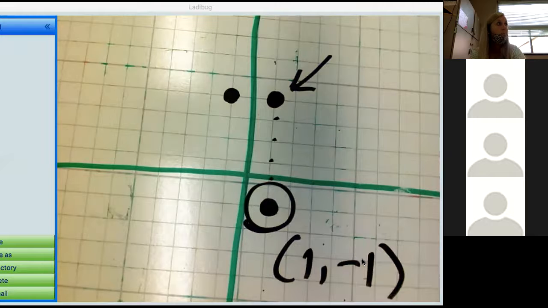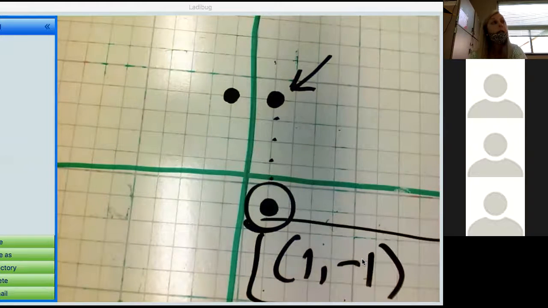Sound good? I would make sure you know how to do this. Did anybody do it differently? Good. Okay, tell me what you did. You're getting extra credit. What'd you do?